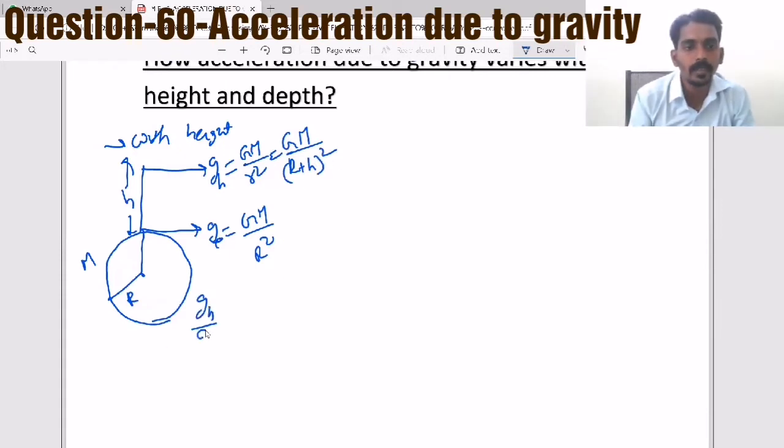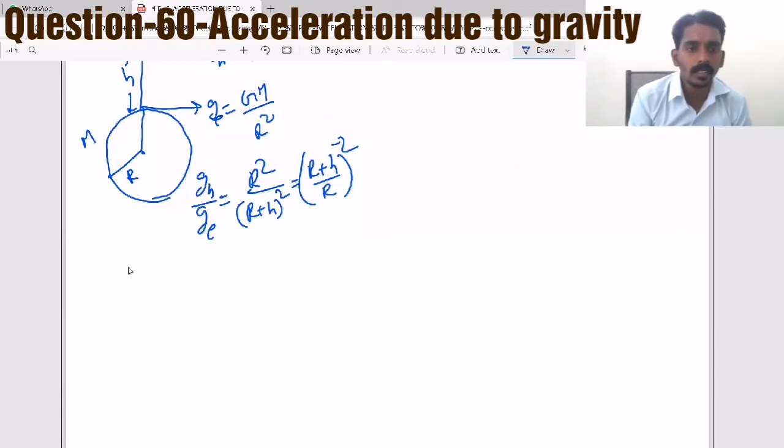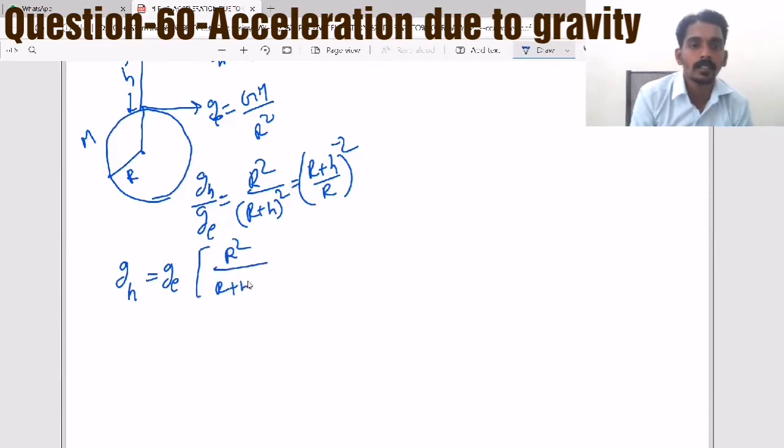that is R plus h whole square. Now if you divide both of them, g at height by g on the surface equals R square by R plus h whole square, or else R plus h by R whole power minus 2. I took numerator to denominator and denominator to numerator so that you get one general formula. So g at any height equals g on the surface into R square by R plus h whole square. This is the formula.